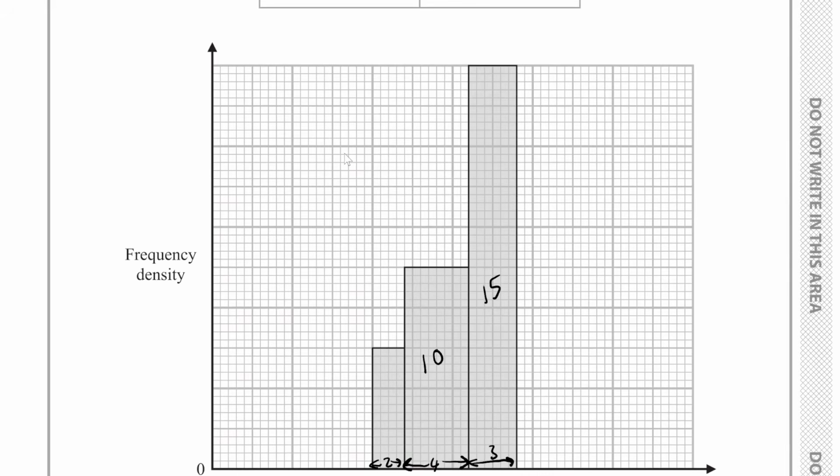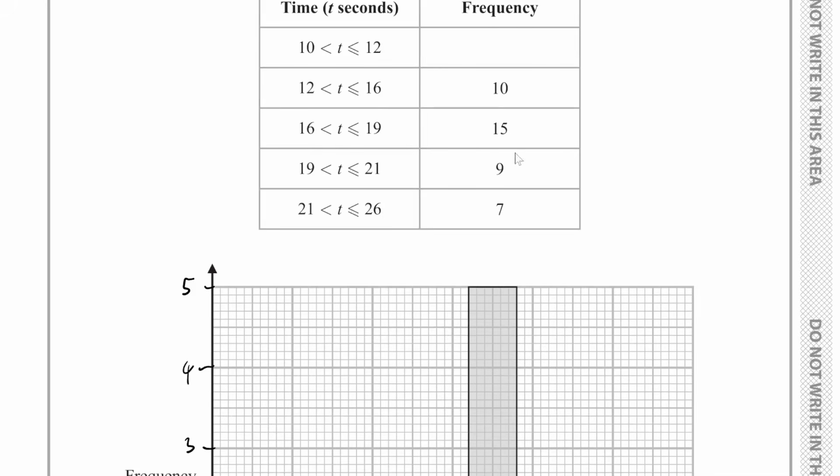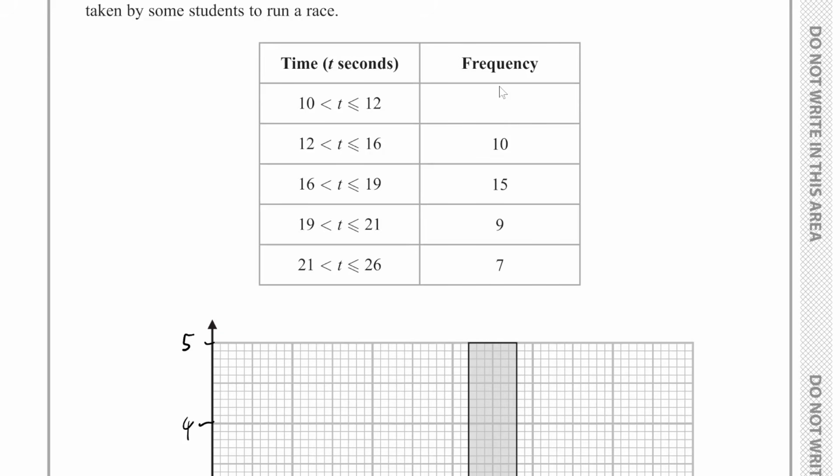So the frequency density is frequency divided by class width. So 4 times what makes 10? That's 2.5. This is 2.5, which means it's 1, 2, 3, 4, and 5, so we've got our scale up the side. To complete the table, we need the frequency. So it's the base times the height, 2 times 1.5, and that is 3.